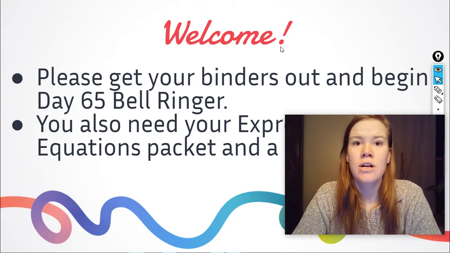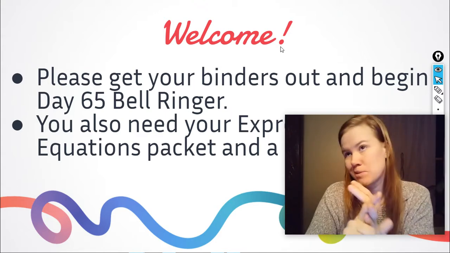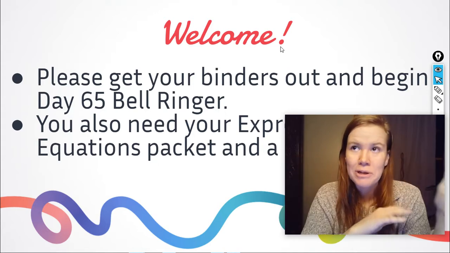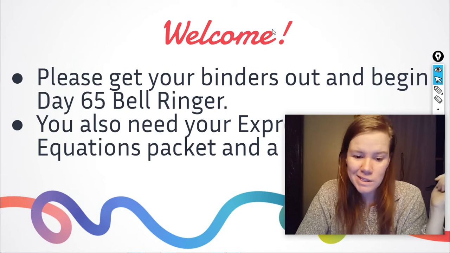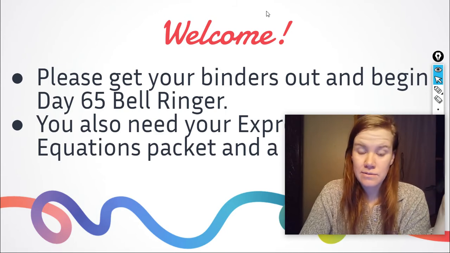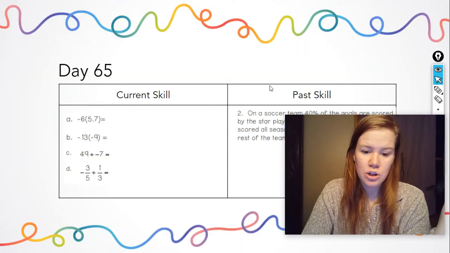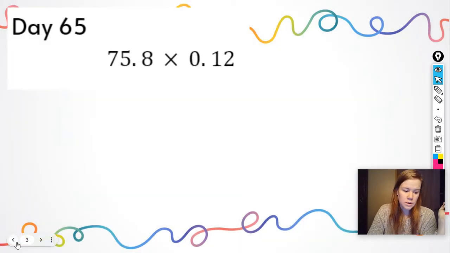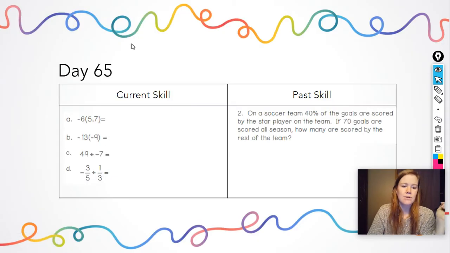So you should already have your binder, pencil, and your expressions and equations packet. So we're going to start with your bell ringer in your binder, just like we normally do. So go to day 65 of your bell ringer, and it should look like this. Oops, not like that. Like this. Okay, so go ahead and solve those problems. Remember, you have a calculator, so you can use those if you would like to. And pause the video to do this, then we'll go over the answers.